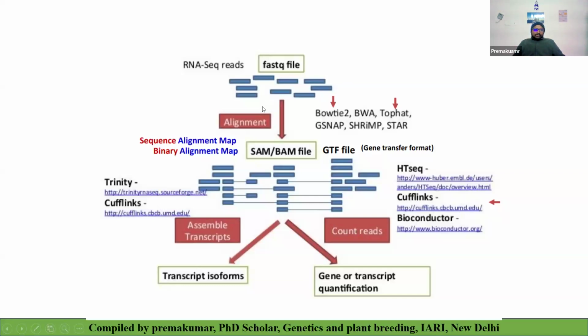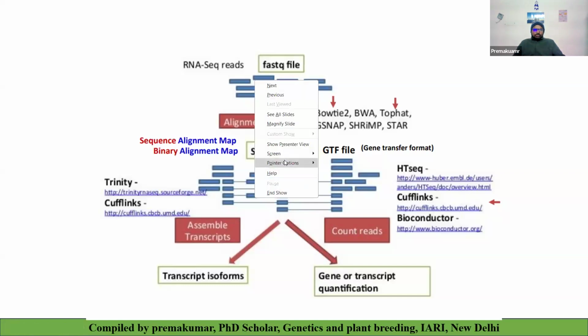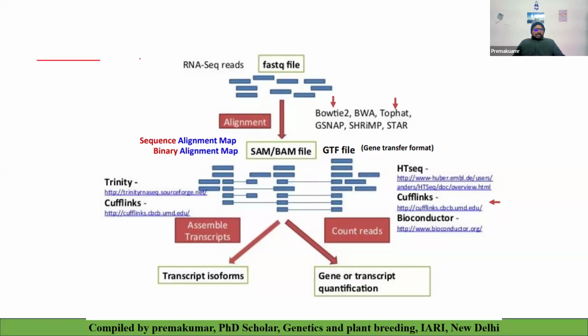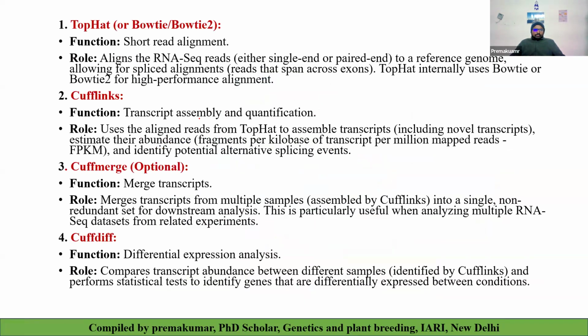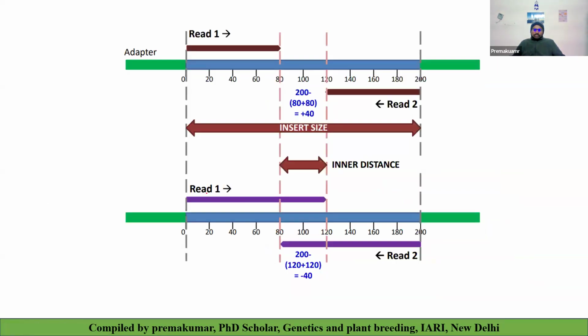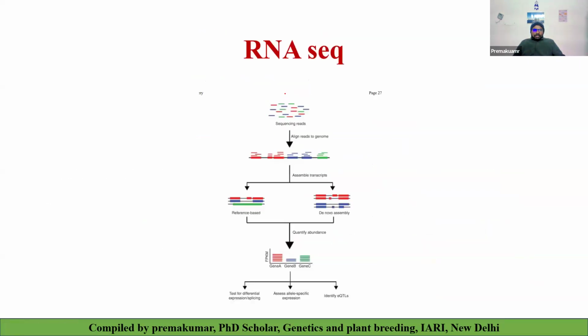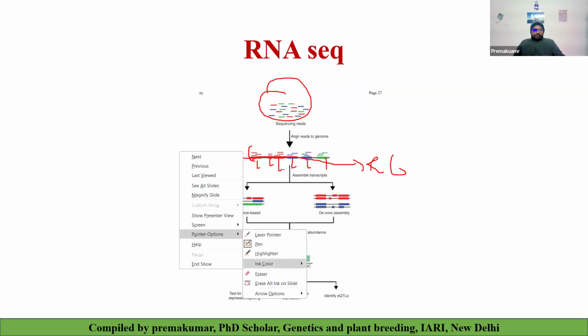Then after aligning your reads to the reference genome, for example, these are the reads. This is the reference genome. This is each exon. See, this is an exon, this is an exon, this is an exon. For each exon, you have to align the reads. For example, for this exon, how many reads are there?